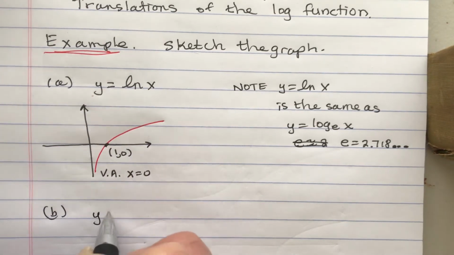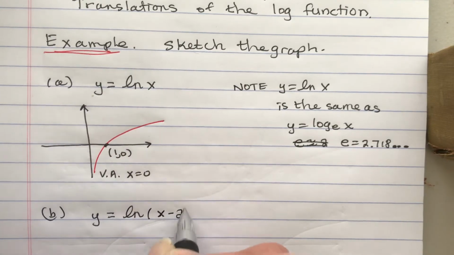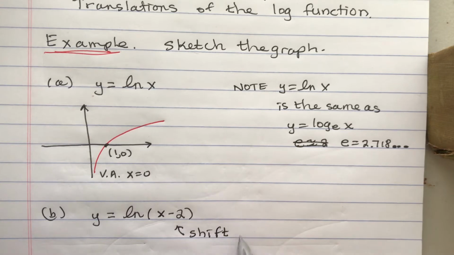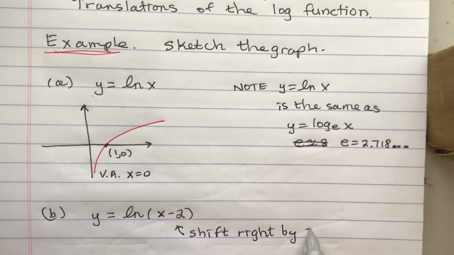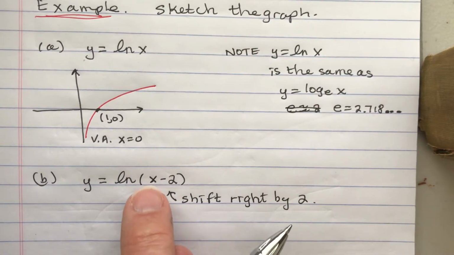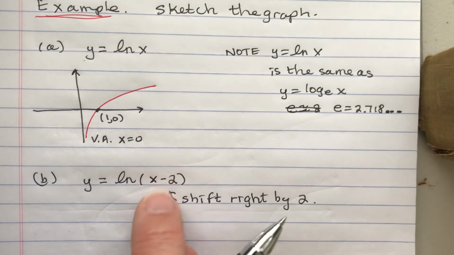So now let's look at y equals ln of x minus 2. What does this do? This is a shift right by 2. This is true for any graph of a function: if you exchange x by x minus 2, it shifts it 2 to the right.